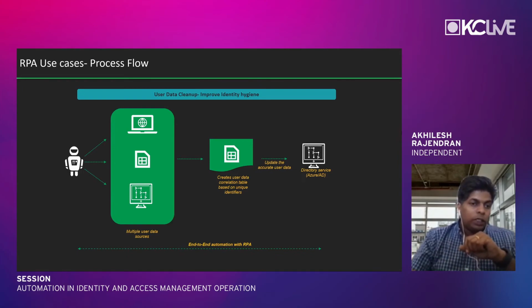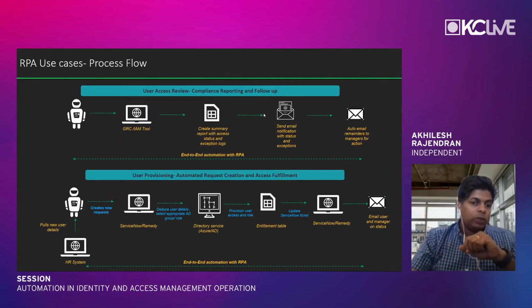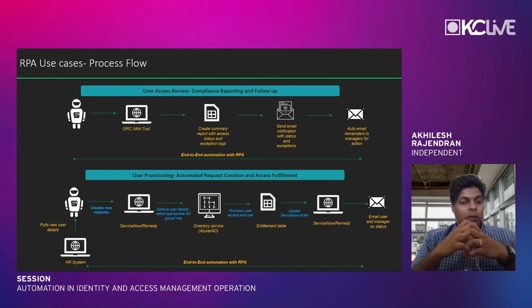Next, I have a couple of use cases again on the compliance requirement and follow-ups. As I mentioned, the bots can log on to the GRC or an IAM system, create custom reports of the access and status exceptions. They can note down what priority we set, trigger the emails for status and exceptions and all, and then send auto email reminders to managers for further actions.